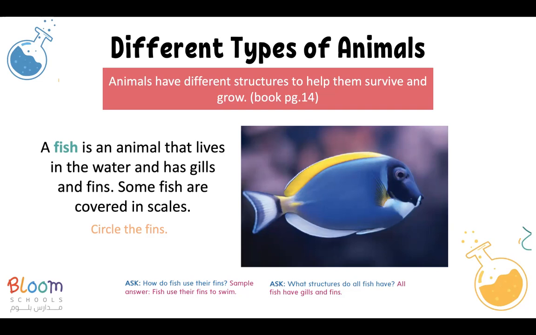So we asked the students, how do fish use their fins? They can use their fins to swim. What structure do all fish have? All fish have fins and gills, but not all of them have scales. So the activity says circle fins. So we circle the fin on the picture of the fish in the book, page 14.